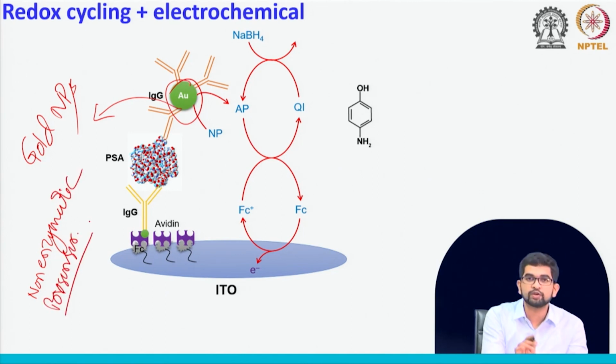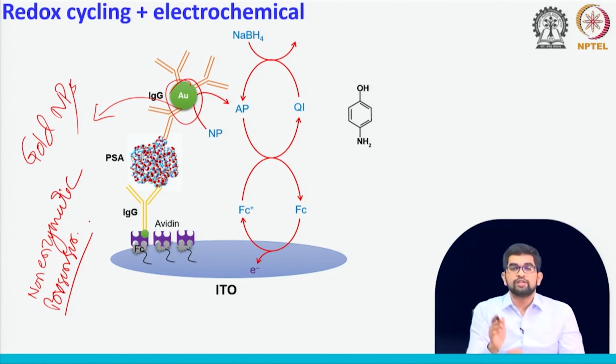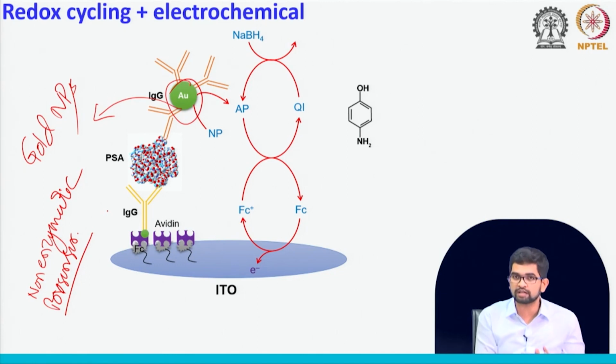So, what is the benefit? Because enzyme is a protein. If you want to develop a point of care device, sometimes you have to store your sensor at room temperature or high temperature. At that temperature, as enzyme is a protein, it can be denatured easily and your sensor may not work. So, there is some drawback to using the enzyme.